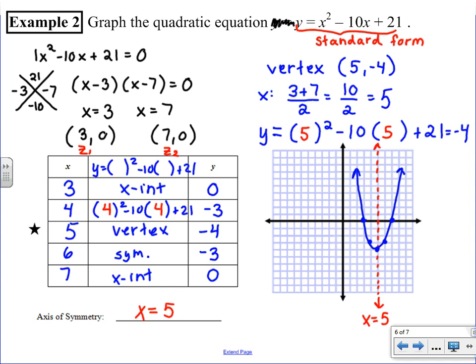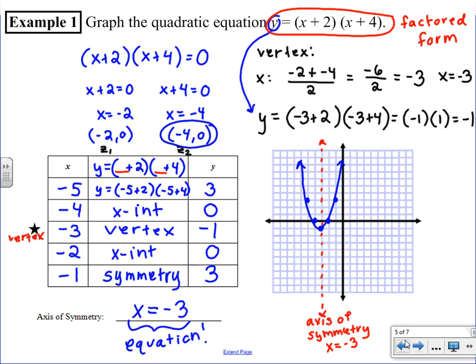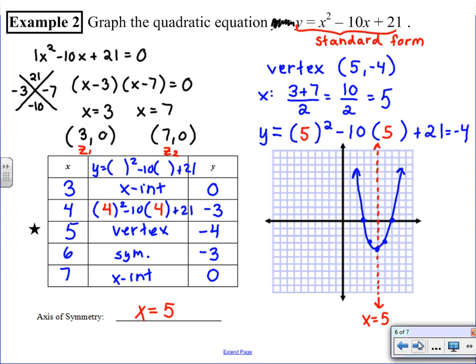So we had 2 different examples here. Let me just recap. The first example was in factored form, and so we could just start by finding the zeros pretty easily. The second example was in standard form, and so we had to factor first.